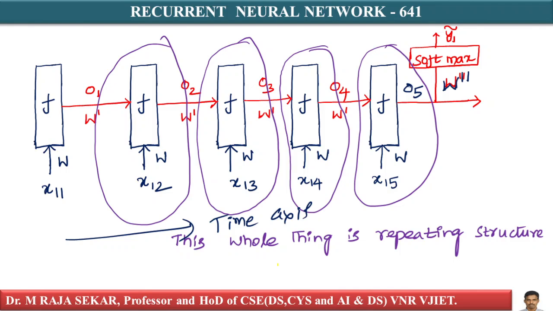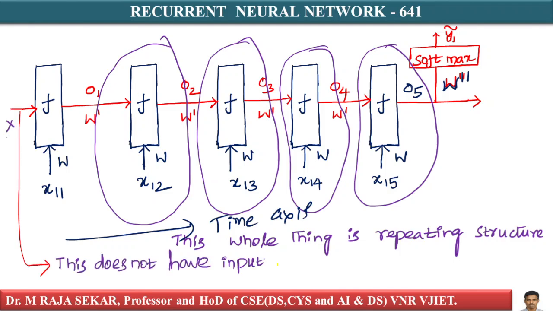You might wonder, this does not have the input, isn't it? Let's add this input here. Let's call this O0, isn't it? Let's have weight matrix W dash. O0 means what? Output of zeros, I can say. Let's have weight matrix W dash here also.